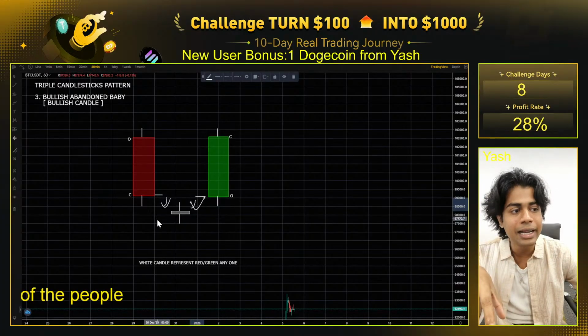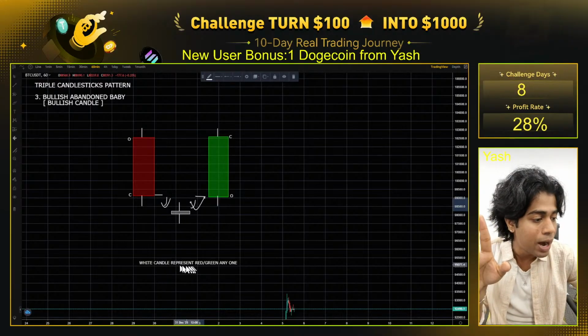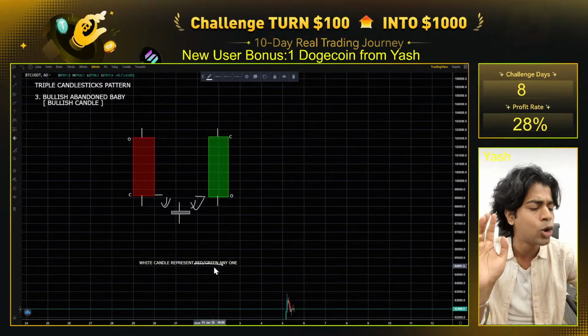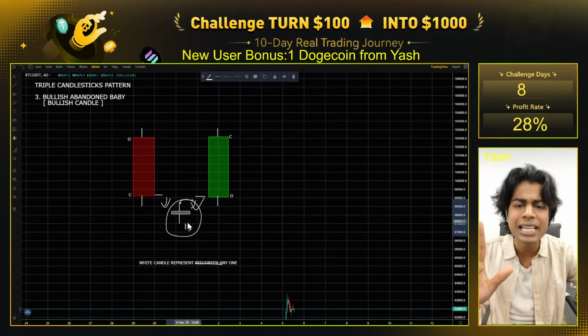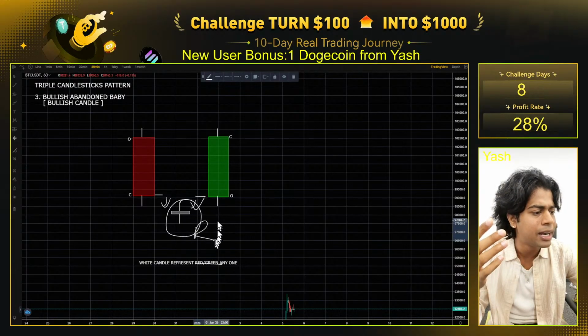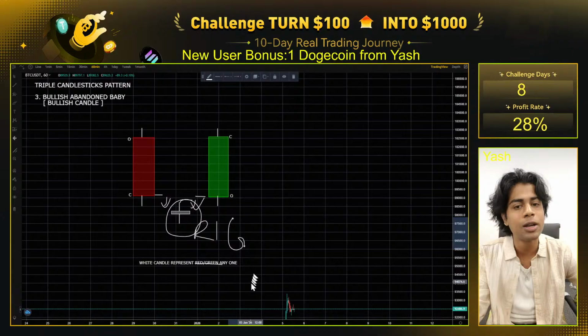A red candle first. The second candle is drawn white. Why? Because a white candle represents green, red or green, anything. The color of the in-between candle does not matter. Any color is fine. Even if it's red in the market, okay. Even if it's green in the market, that is okay. Does not matter at all.